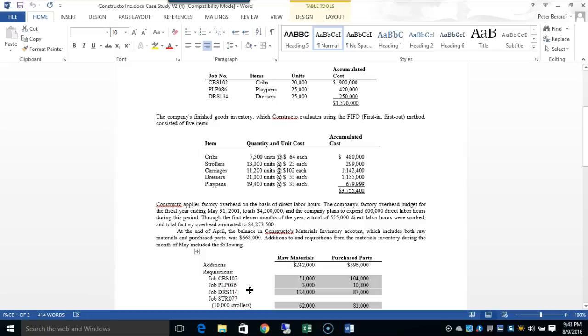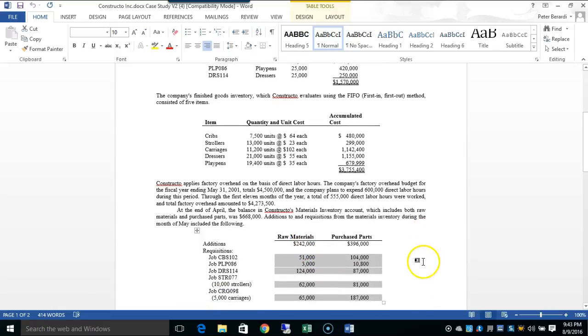Think of your statement of cost of goods manufactured. You have your beginning WIP, you have your direct materials, beginning inventory, plus additions, less ending inventory gives you your direct materials used for production right here.